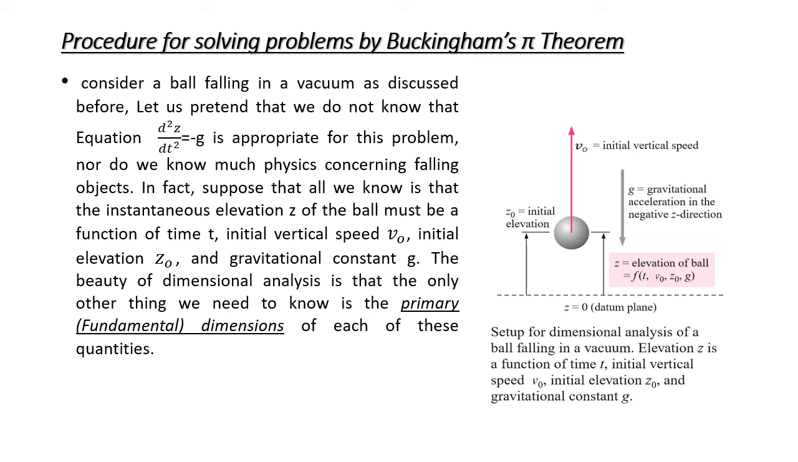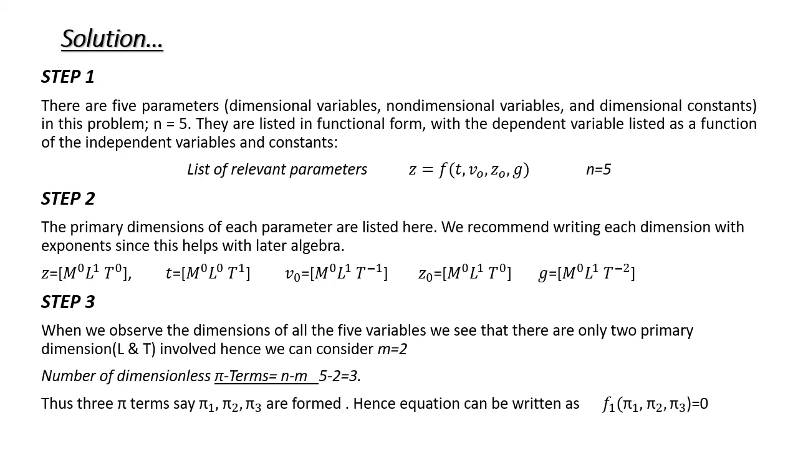The beauty of dimensional analysis is that the only other thing we need to know is the primary dimensions of each of these quantities. So we have considered the same example here, wherein the elevation of the ball is a function of time, velocity, elevation, and g. Only this much we know. Now, using the Buckingham pi theorem and the non-dimensionalization concept, we are going to obtain the expression for the non-dimensional parameters of this problem step by step.